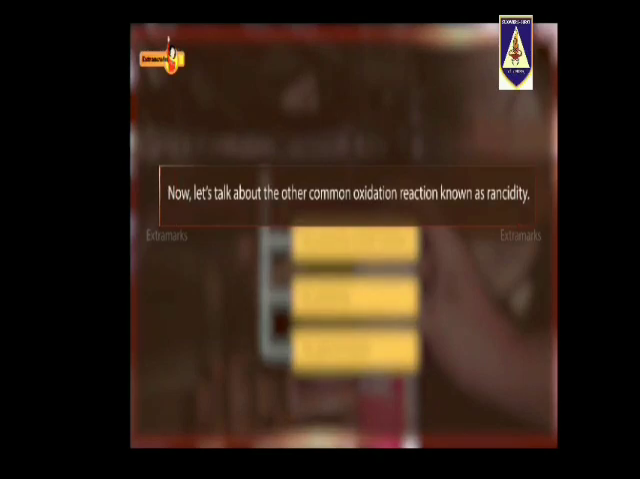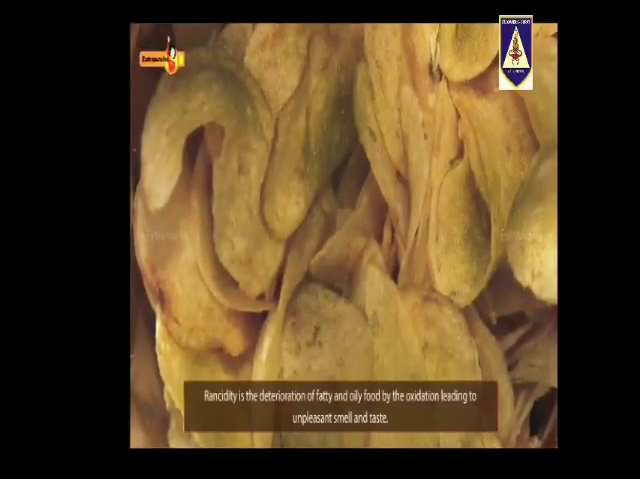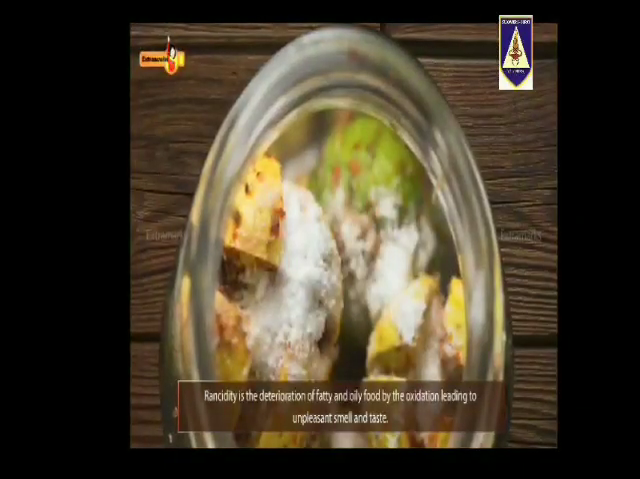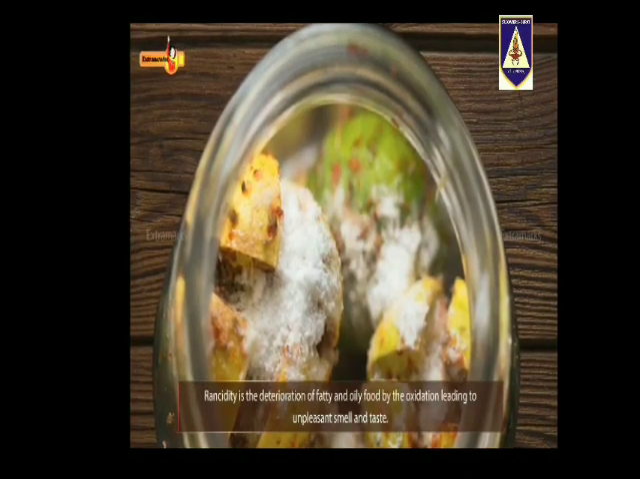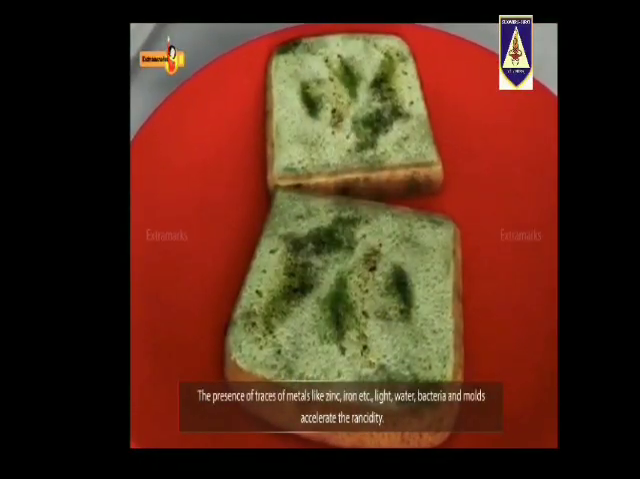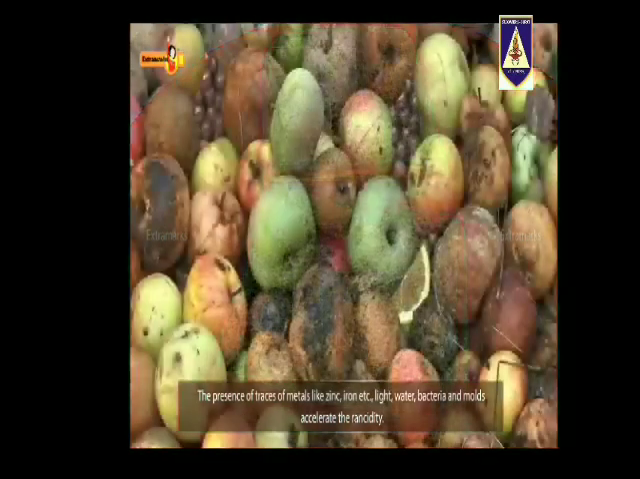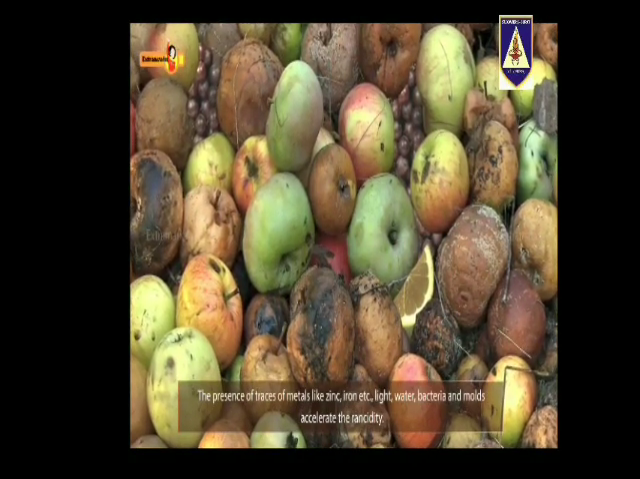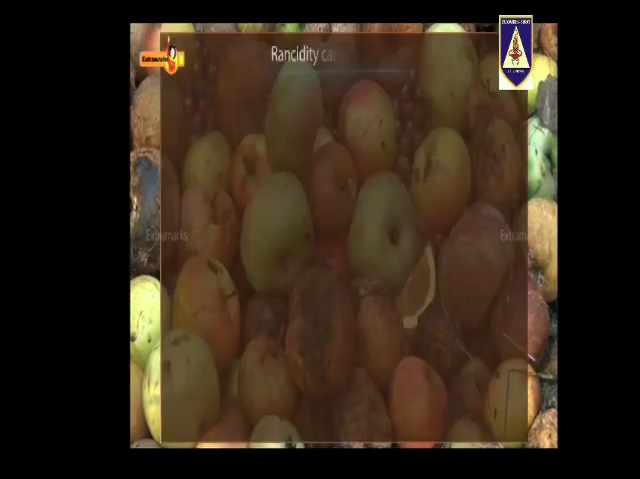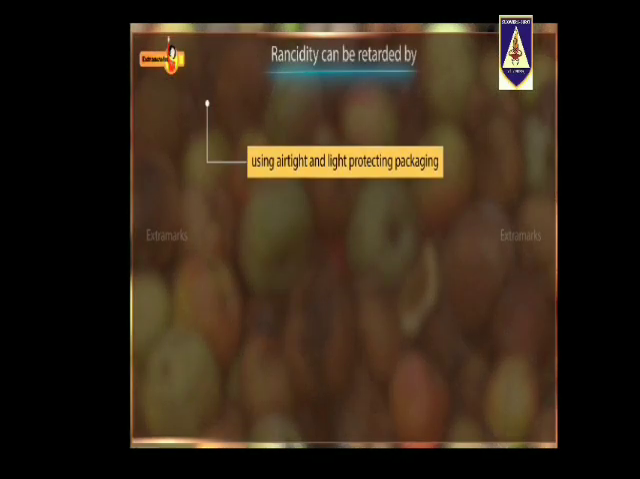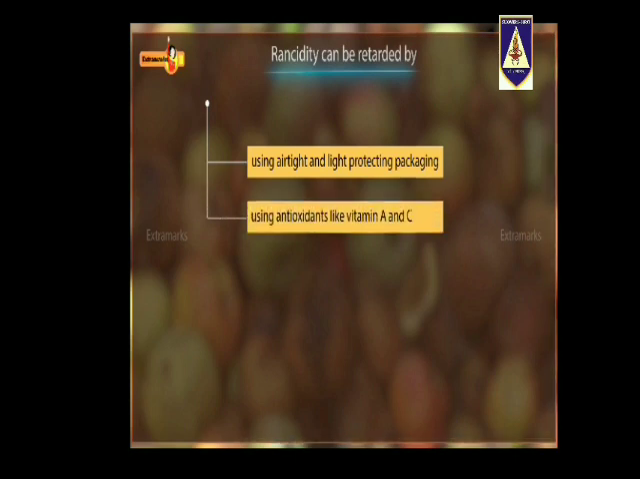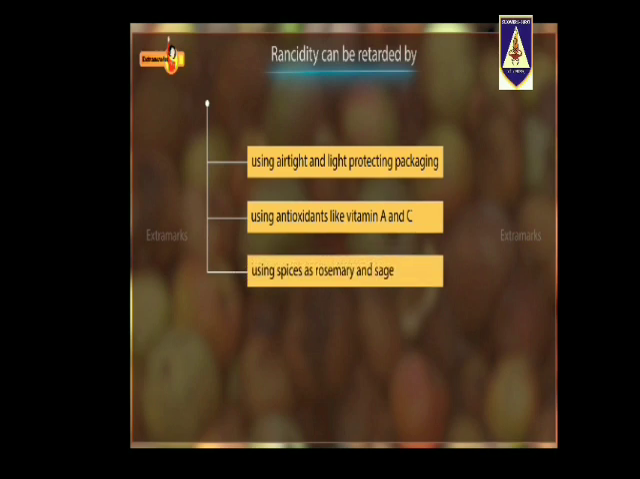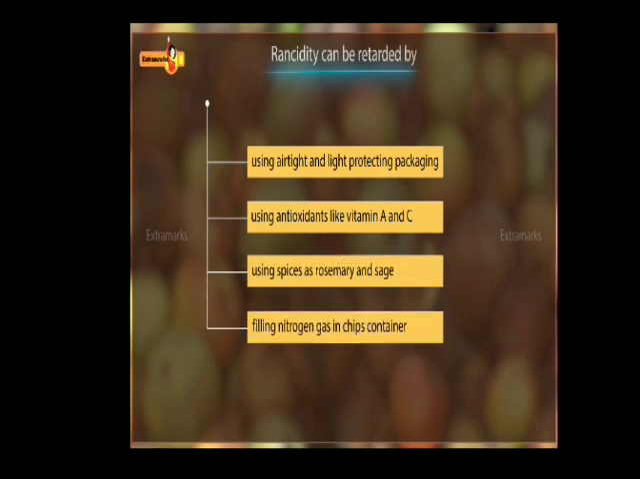Now, let's talk about the other common oxidation reaction known as rancidity. Rancidity is the deterioration of fatty and oily food by the oxidation leading to unpleasant smell and taste. Presence of traces of metals like zinc, iron, etc., light, water, bacteria and molds speed up the process of rancidity. Rancidity affects the quality of the food, so it is essential to retard this process. It can be done by using airtight and light-protecting packaging, by using antioxidants like vitamin A and C, by using spices as rosemary and sage, by filling nitrogen gas in chips container.